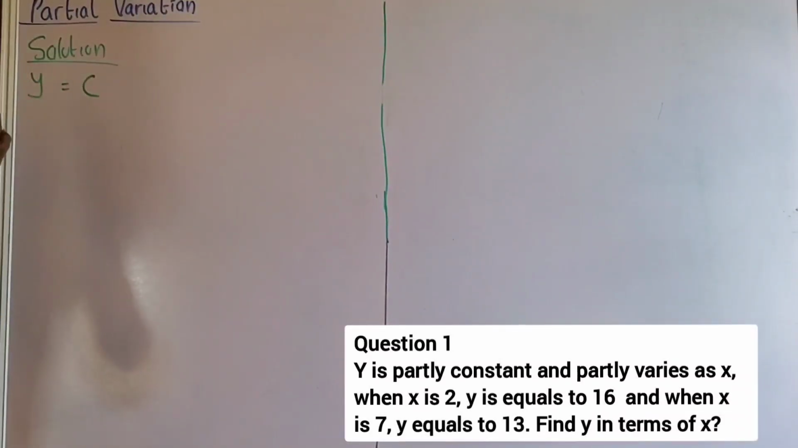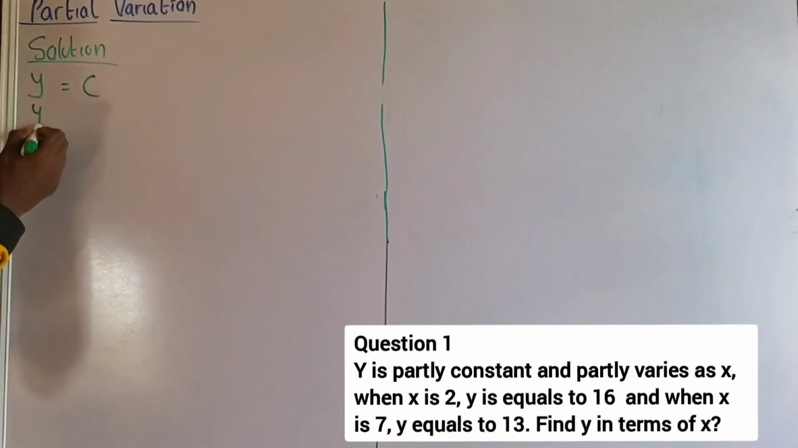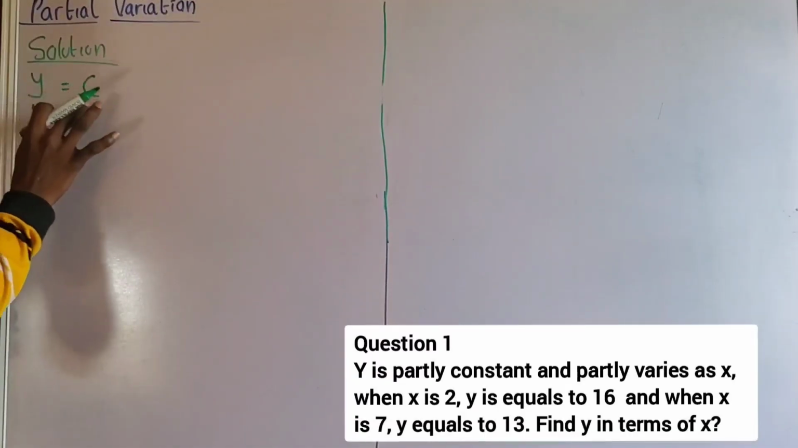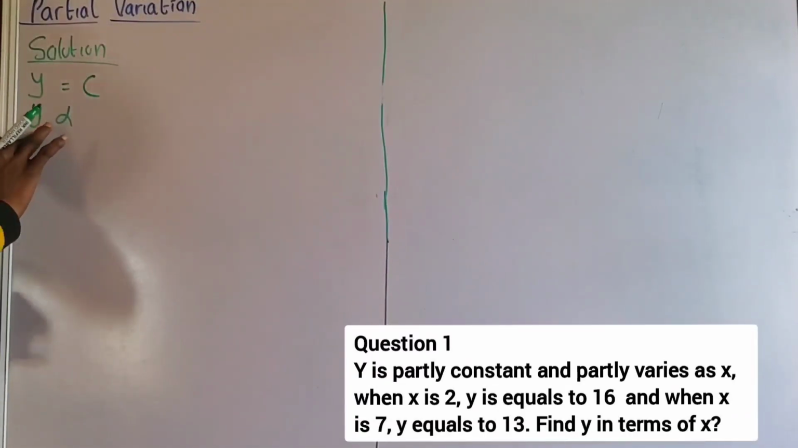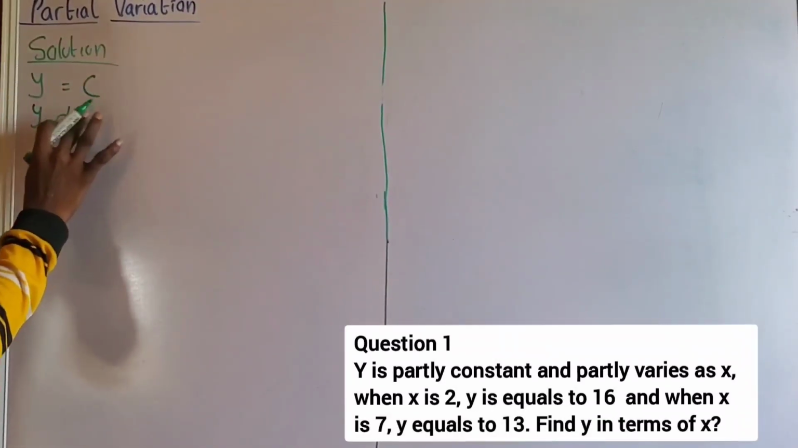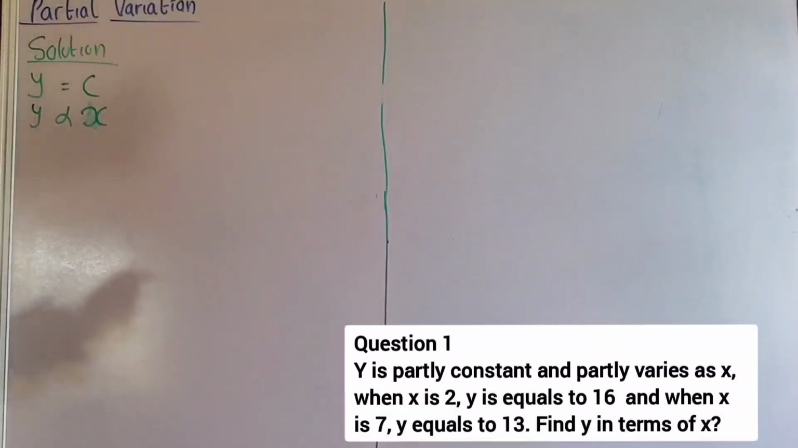Y is partly constant and partly varies as x. Are you getting it? This same y partly varies as x. This same y is partly constant and this same y partly varies as x. So y varies as x. Now listen to me carefully. I want to make sure that you understand this concept. Don't forget our definition of partial variation. In simple terms, in partial variation, we are dealing with a single variable, part of which is constant and part of which varies with another variable. Are you getting what I'm trying to say?